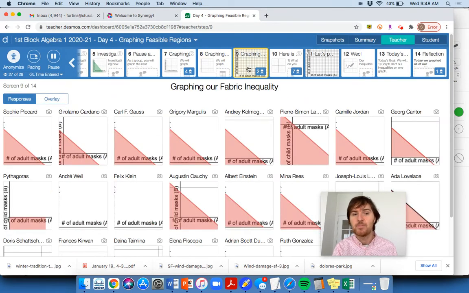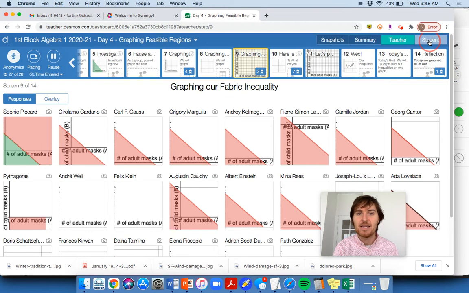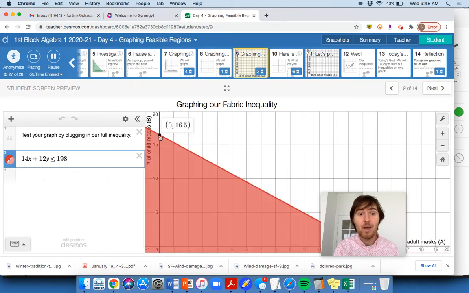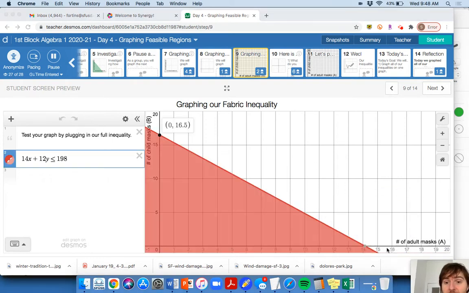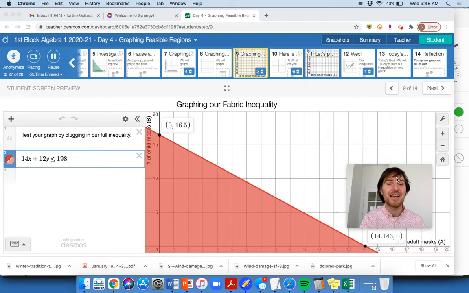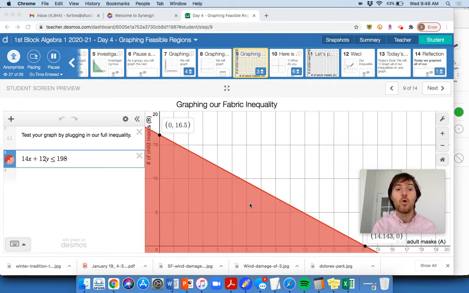This question was kind of silly. This was just like, well, let's just see what our graph looks like. Let's see if we're right. Yes, 0, 0 is part of the solution region. Yes, my y-intercept's at 0, 16.5. My x-intercept is about 14.1 or so, right? 14 and 1/7, as Dylan said today in class. And so I graphed it all right. Now here it is. I have my graph.